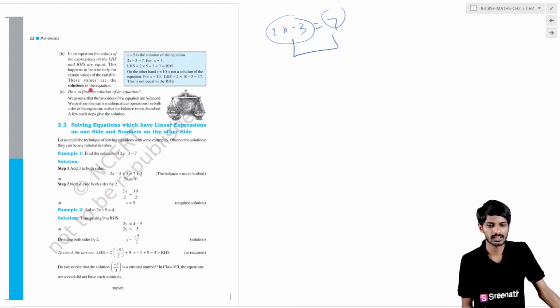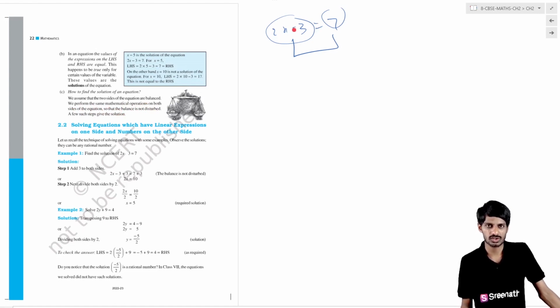These values of the variable x are called the solutions of the equation. How to find the solution of an equation? We assume that the two sides of the equation are balanced. We perform the same mathematical operations on both sides of the equation so that the balance is not disturbed. A few such steps give the solution.